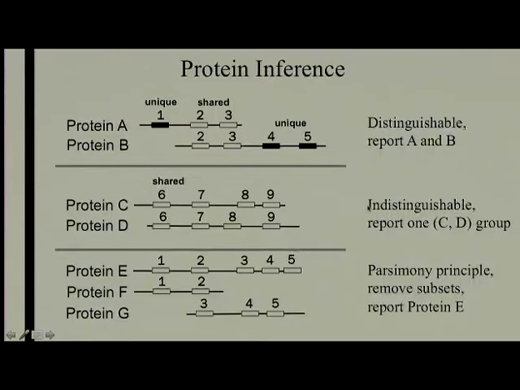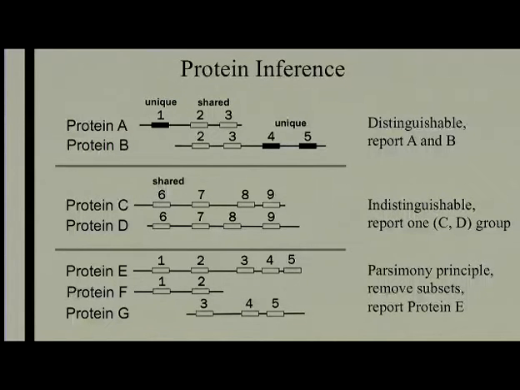these are a group of proteins that are represented by an identical set of peptides. So in this example, we have 6, 7, 8, and 9 peptides, and these four peptides can be linked to both protein C and protein D. So you're really not sure if your sample contains C or D. So what you do in your protein inference is you report them as an indistinguishable group that contains both protein C and protein D.